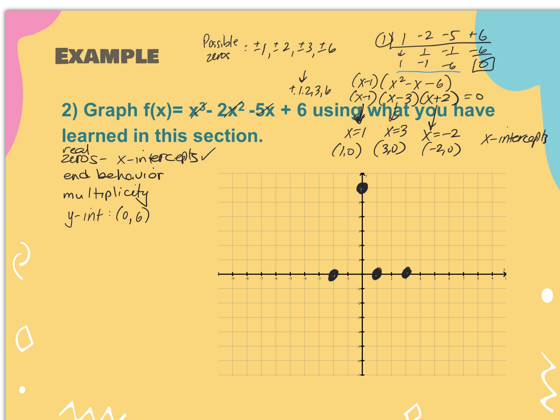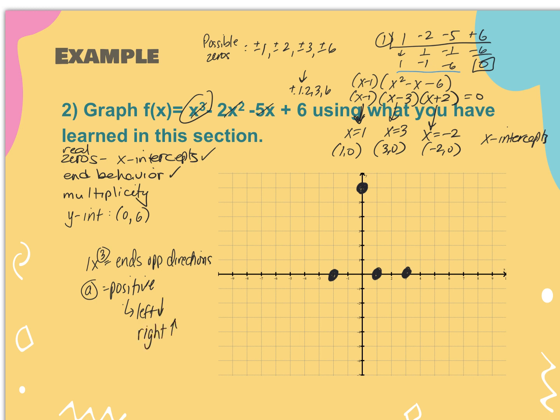So now let's sketch what the graph might look like, right? So what you notice is let's start with end behavior, okay? So end behavior, I'm going to go to my leading term. My leading term is 1x cubed. And so again, cubed means that my ends are going to go in opposite directions, okay? And because the a value is 1, so a is positive, right? And when a is positive, it means left down, right up, okay?